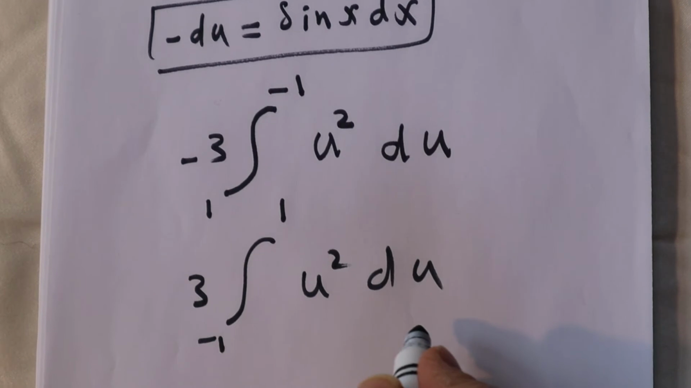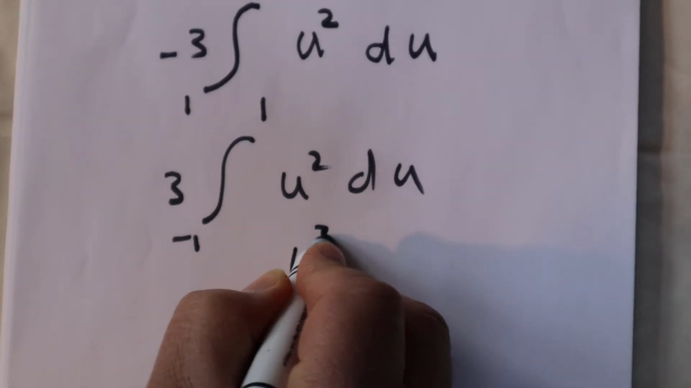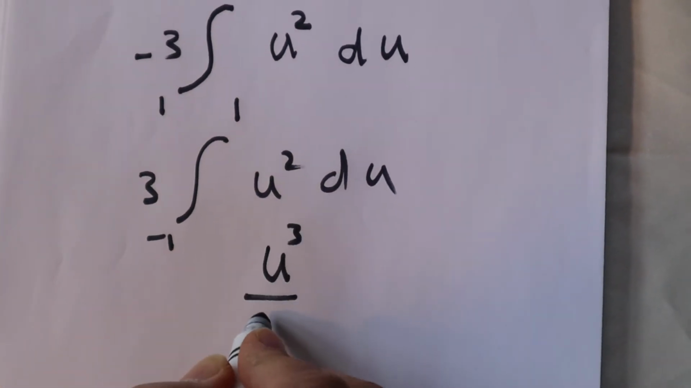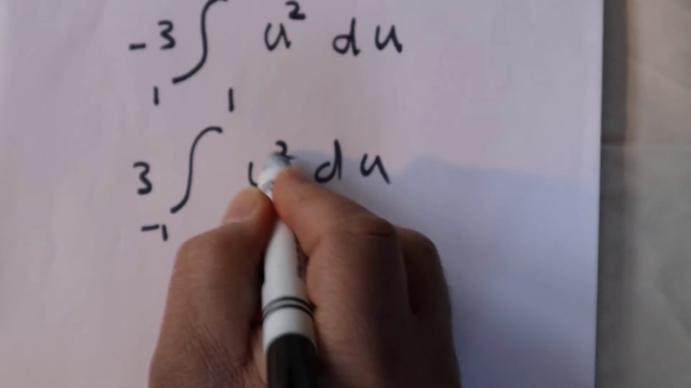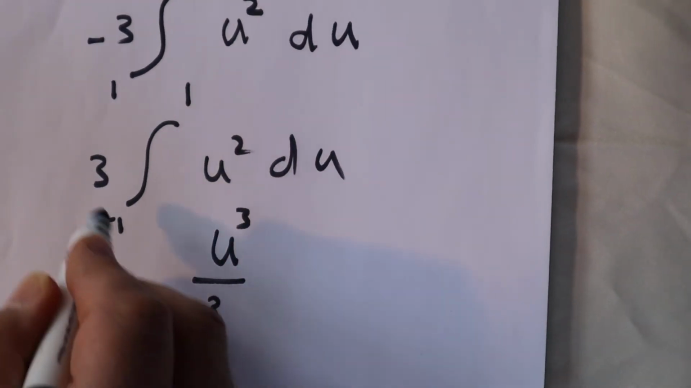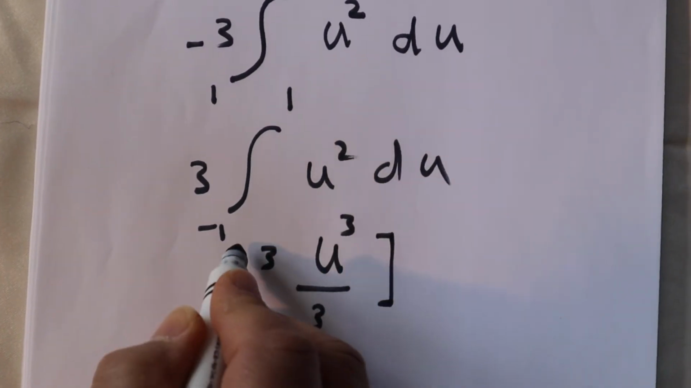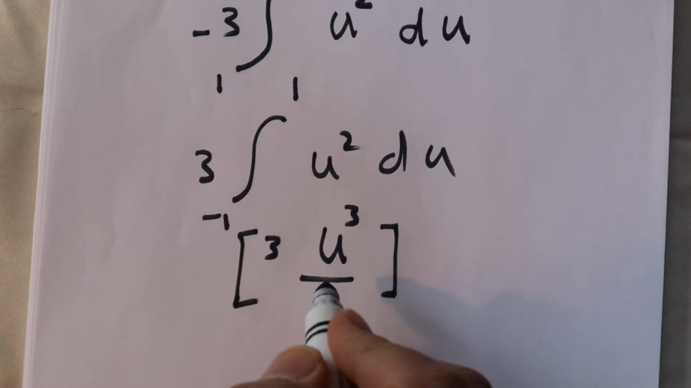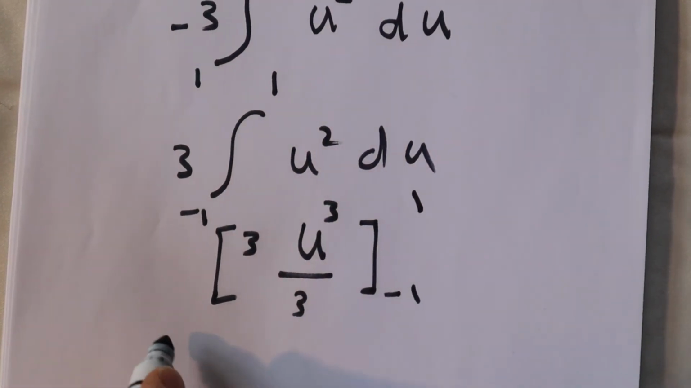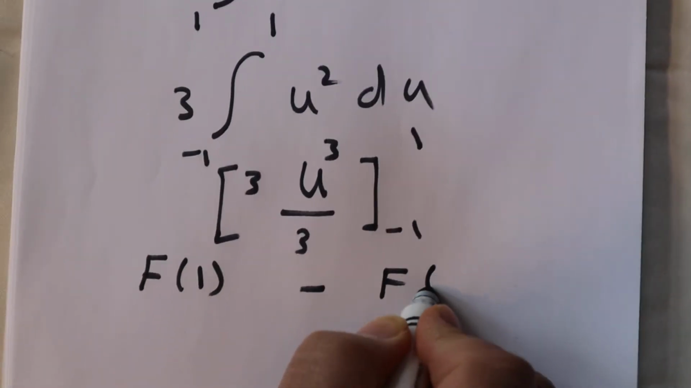Now we start to do the integral. The integral of u squared will be u to the third: add 1 to the exponent, and divide by the new exponent, 3. Add 1 to 2 will be 3, divide by 3. And don't forget that we have 3 outside. And our bounds are from negative 1 to 1. So now we can find f of 1 minus f of negative 1.